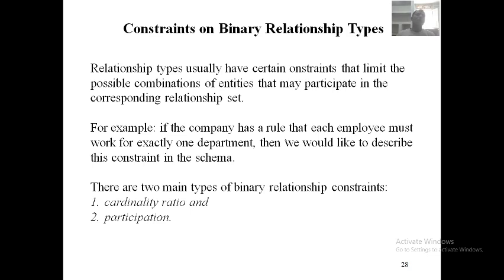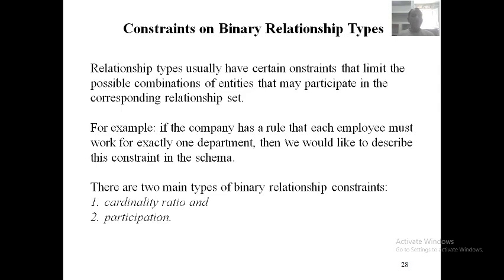Now, constraints on binary relationship types. What are those constraints? We are having the relationship now. We have studied the constraints on entities like primary key constraint, not null constraint, unique constraint, max, min, value constraint. Like this, we have studied constraints on the entity type. Now, we will study constraints on binary relationship types.